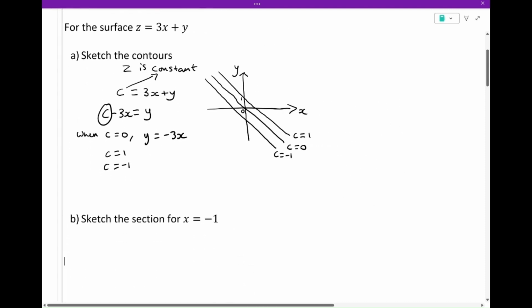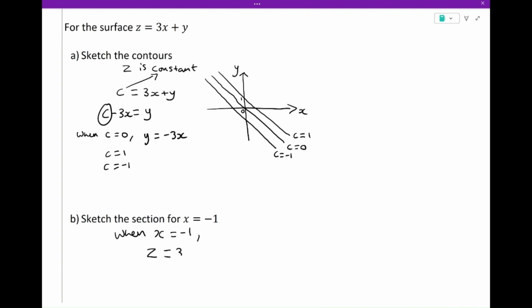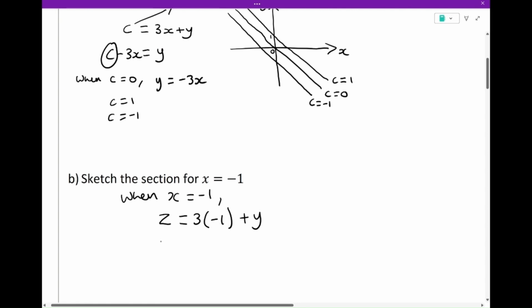Part B says sketch the section for x equals negative 1. So this time, we've been given a specific value to substitute in. So let's sub it in and consider when x is equal to negative 1. We would get z is equal to 3 lots of negative 1 plus y. And then if we rearrange and simplify further, we get z is equal to negative 3 plus y. That would be the equation that I'm going to draw. I'm only going to draw one graph this time.